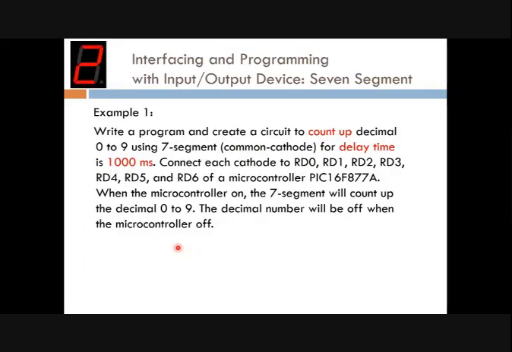For this lecture, you're going to look at multiple exercises, so the theory will be less. We are looking at example number 1. Write a program and create a circuit to count up decimal starting from 0 up to 9 using 7 segment. Use common cathode, and the delay between 0 to 1, 1 to 2, and so on must be around 1 second.